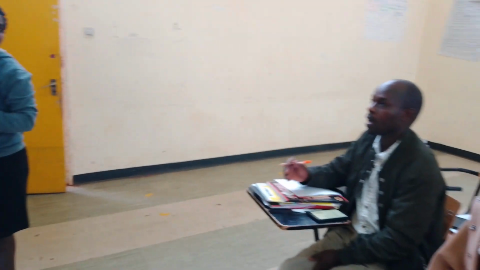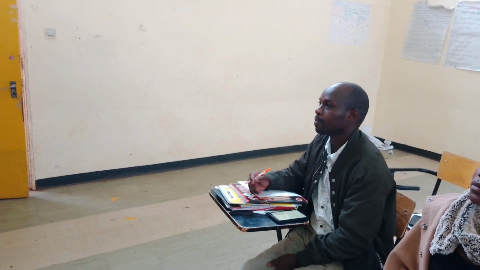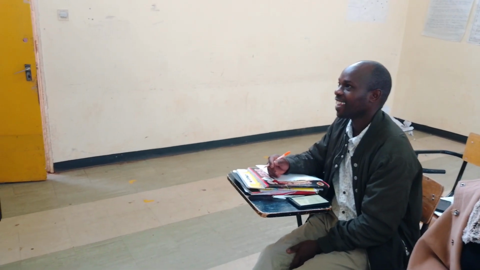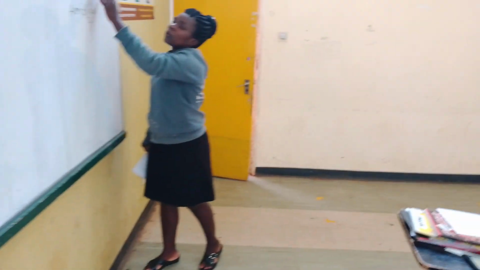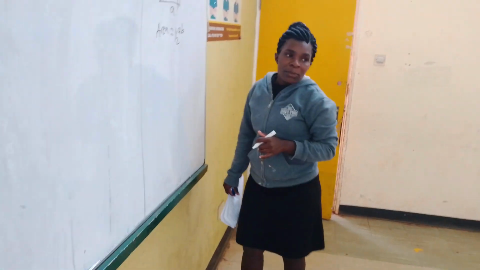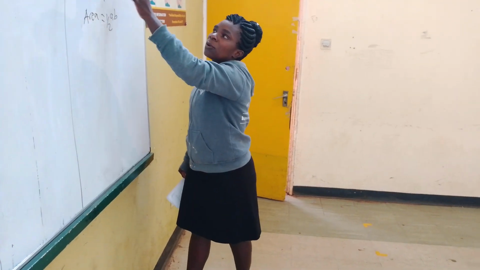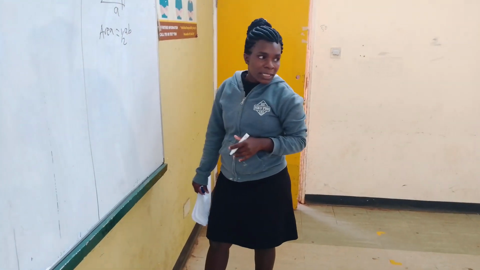Yes, Coach Gay? The area of this triangle is a half base times height, where we have A, which is the base, and we have B, which is the height.